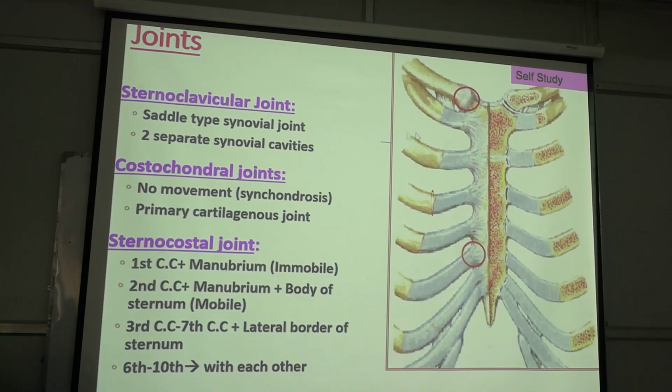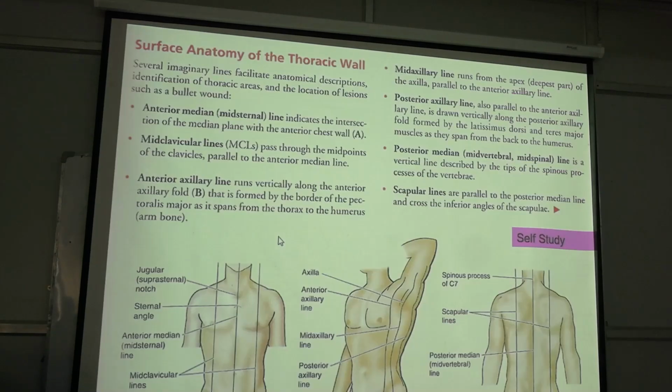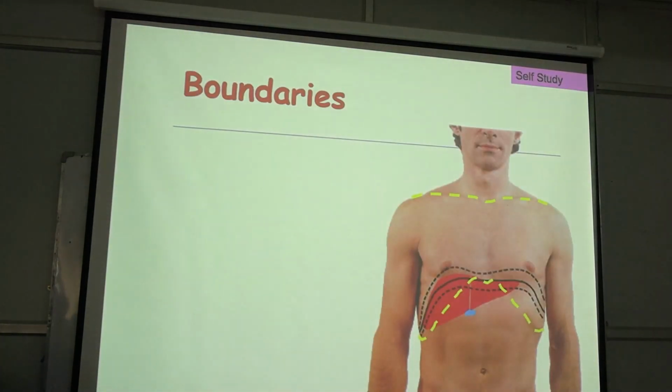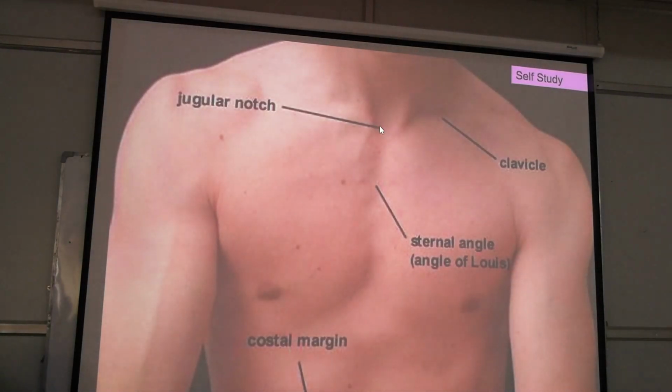Again, this particular region is the xiphoid process, and in this skeleton we have to identify these landmarks: the jugular notch and the sternal angle. So again, the counting of the ribs.